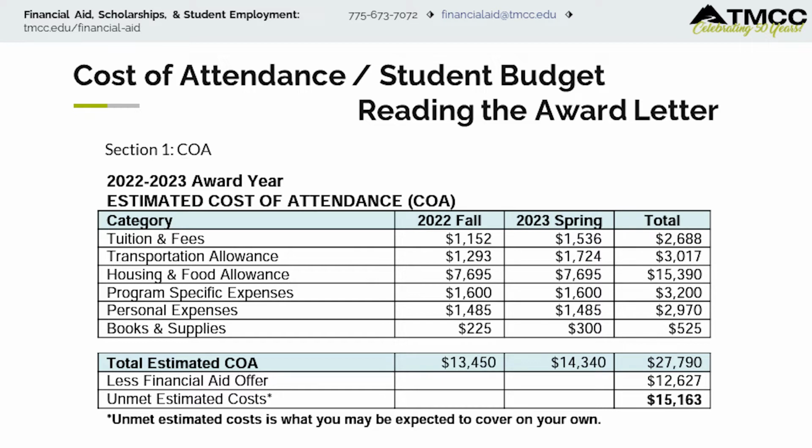In this example, you will see the fall and spring semester costs broken into columns, followed by the annual cost of attendance. Below that, you will see the total financial aid offer for the year. The difference, or unmet estimated costs, is the amount that the student and their parent or guardian will need to pay out of pocket toward all of the costs listed.